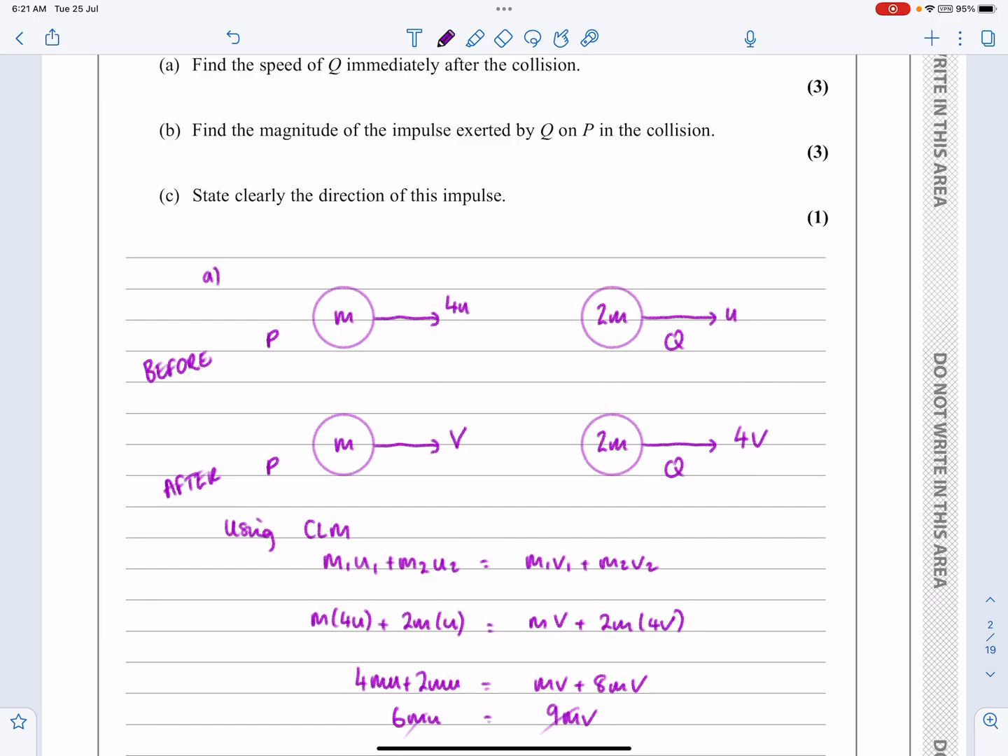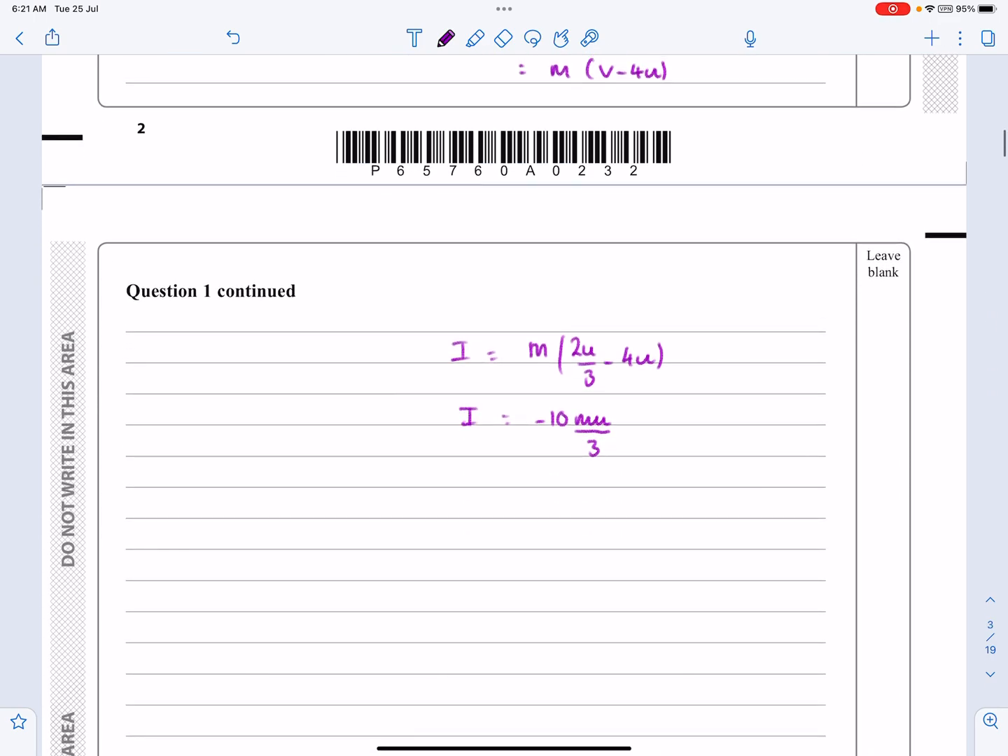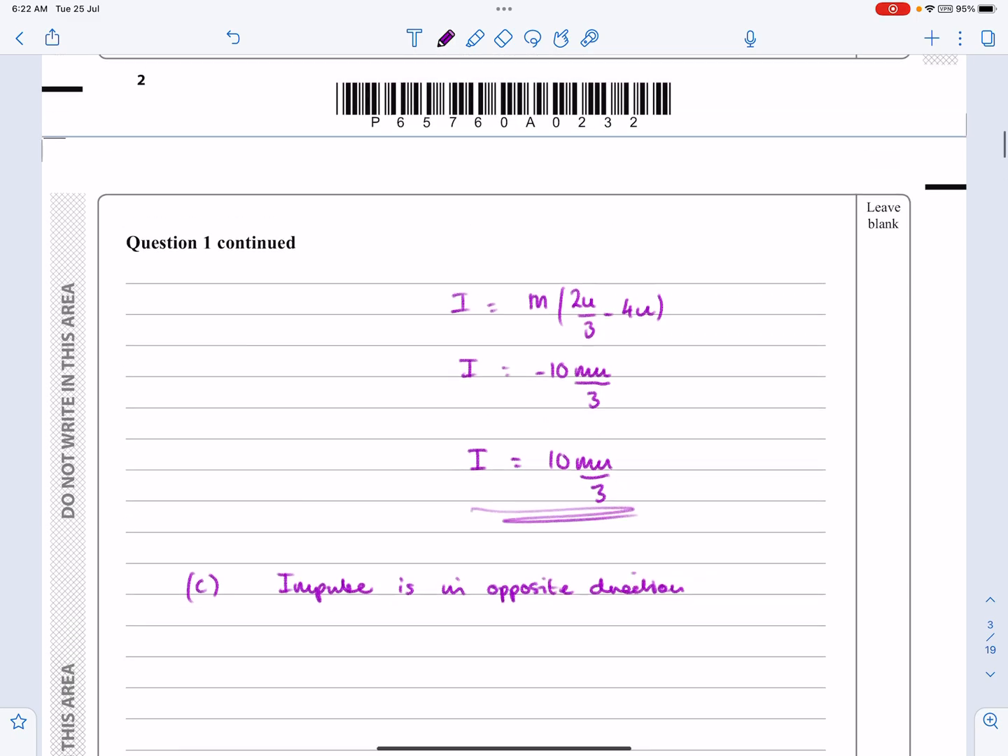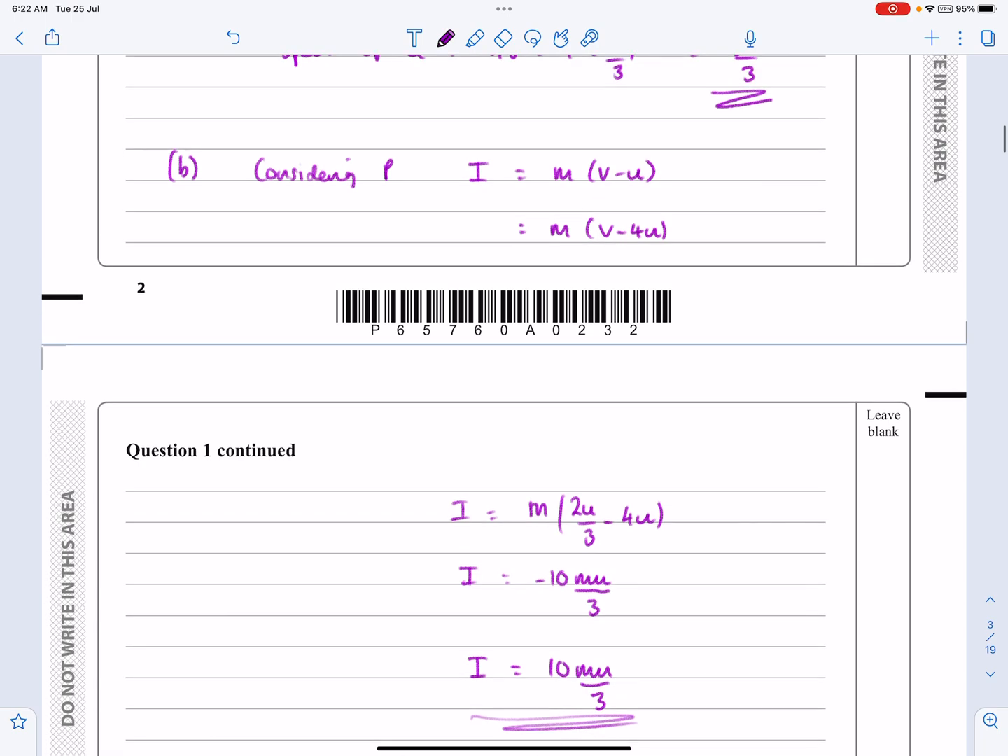So I'll say that that's part C. I haven't answered part B properly yet though. The magnitude of the impulse is 10MU over 3. So that's the answer to part B. But then part C: impulse is in the opposite direction. That's given by the fact that it worked out to be a negative if I was taking that way as positive, which I was because everything was positive in that particular case. Okay, hopefully that makes sense.